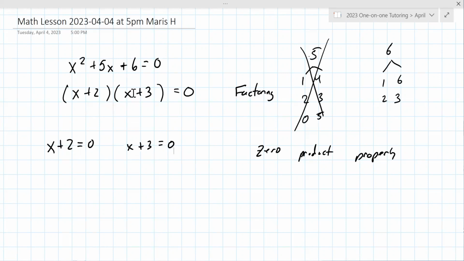Then you solve. So what would the two solutions be here to this problem? X equals -3 and x equals -2. Good. Any questions on that before we move on to another?